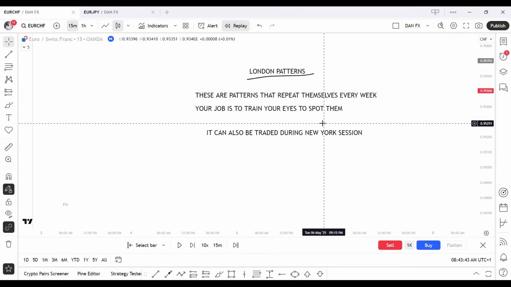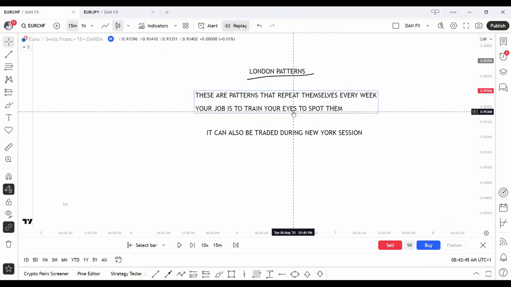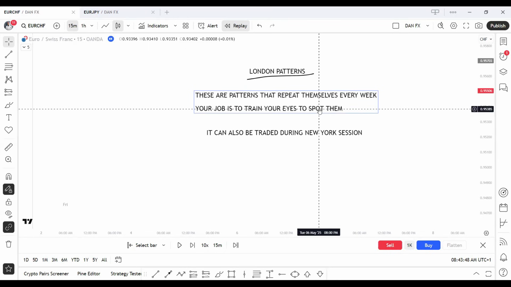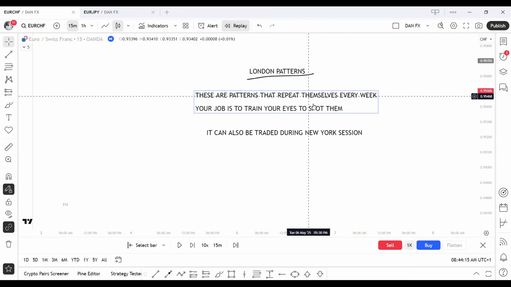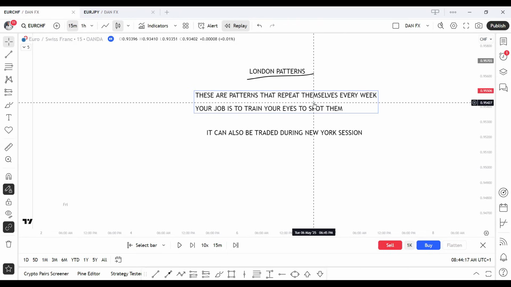And your job as a trader is to train your eyes to spot them, right? So I'm going to be showing you the patterns, and then your job is to train your eyes to spot those patterns. Basically, what we're doing here is pattern recognition in order to create a consistent system of consistently profitable edge. You need something that repeats itself on a weekly basis or daily basis or monthly basis. That's going to be your trading strategy, something that repeats itself over and over again that you can spot consistently, and then you make money from that one pattern or two patterns or three patterns.